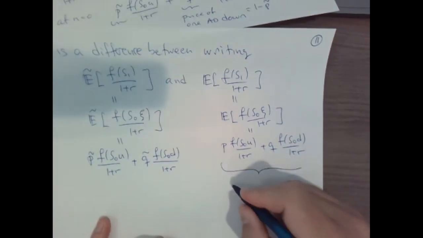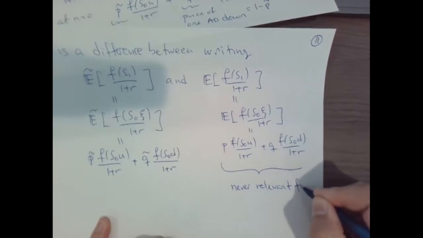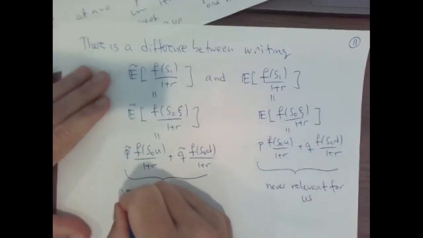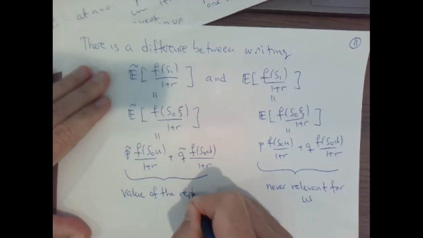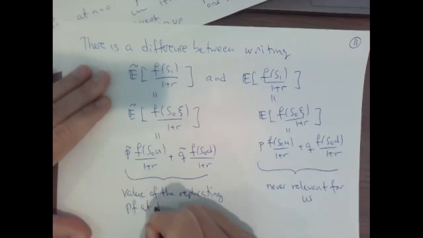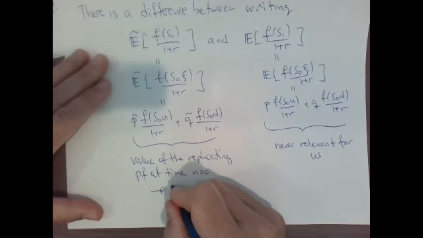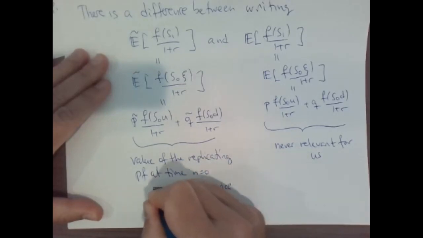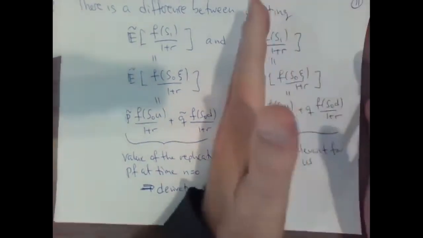This thing here is never relevant for us. This here is the value of the replicating portfolio at time 0, and this is the derivative price. This is the derivative price. Right. So, yeah, go ahead.